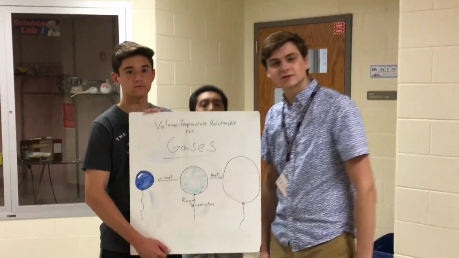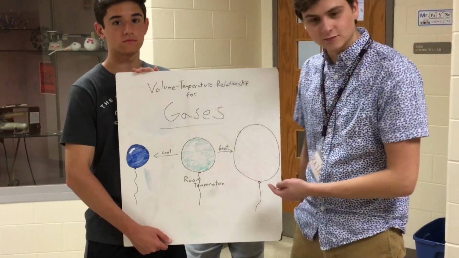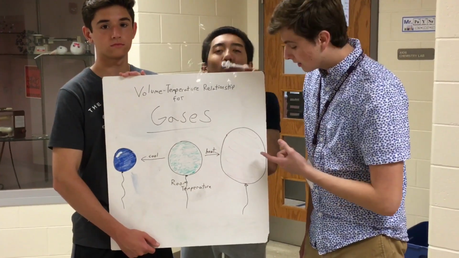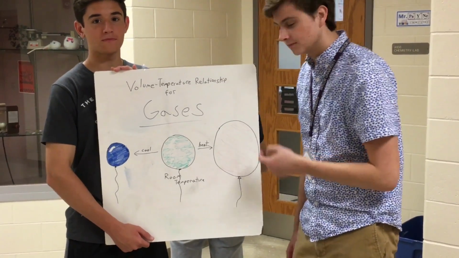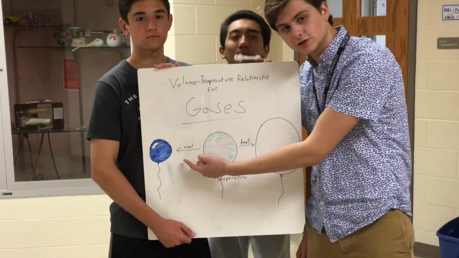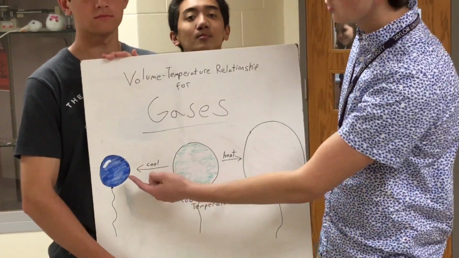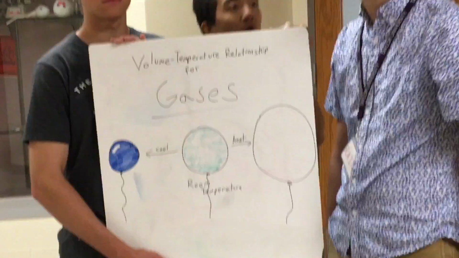This is a balloon at room temperature. If we increase the temperature, the particles get farther away from each other and the volume increases. When we decrease the temperature, the particles get denser and closer together and the volume decreases.